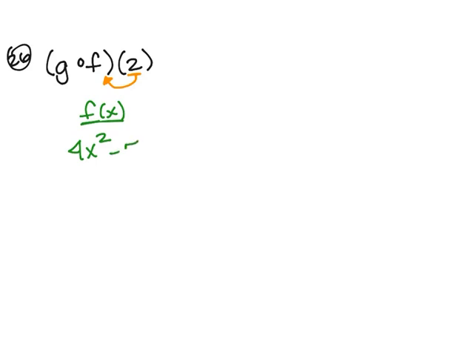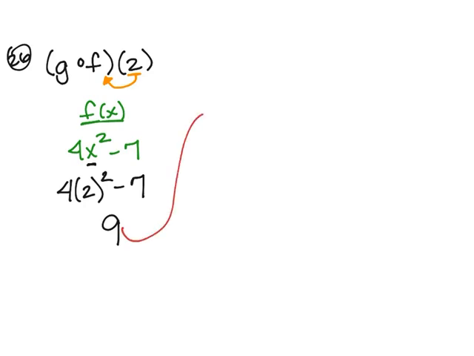26. You have g of f of 2. And so, again, we're going to work backwards. We're going to plug 2 into the f function. And so f's function is 4x squared minus 7. Where x is, you're going to plug in that 2. So 4 times 2 in parentheses squared minus 7 gives you 9.